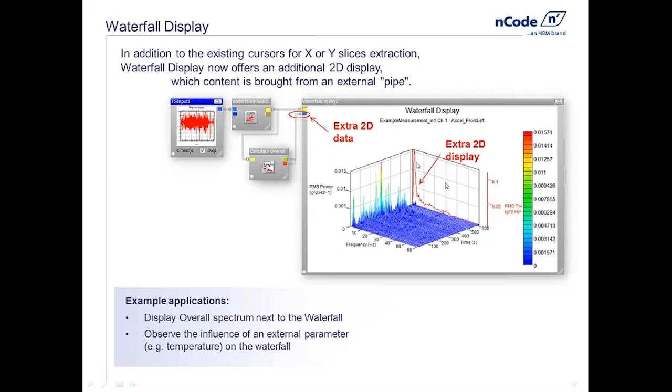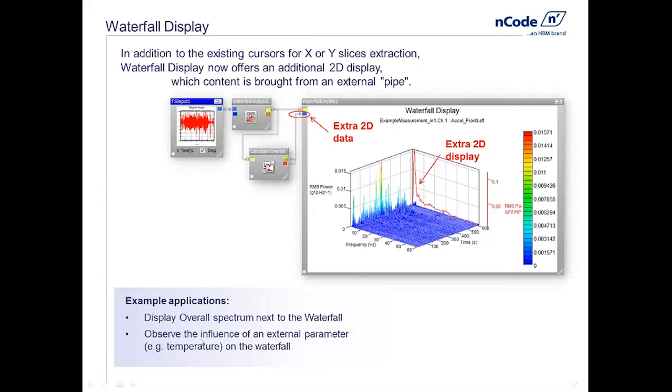And this 2D display can be a spectrum that I can choose to display on this facet, or it can be a time domain signal that I can choose to display on this facet here, right? We'll see examples of that. But the main applications are, like the flow that's displayed here, we may want to display the overall spectrum next to the waterfall of spectra.